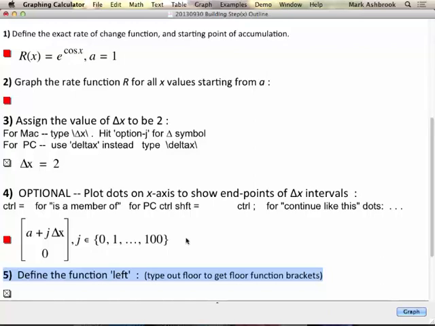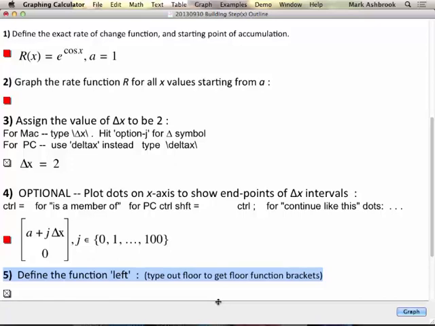So we're going to do a rate function. Define your rate function as e to the cosine x. And then we're going to define two things on the same line. We're going to define the rate function and our starting value a of 1 for the accumulation. So you've got some work to do. So the first line after you define the rate function is to graph the rate function, and graph it for all x values starting from a and greater than a.